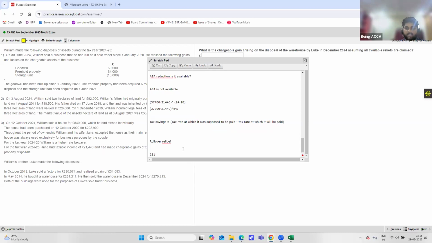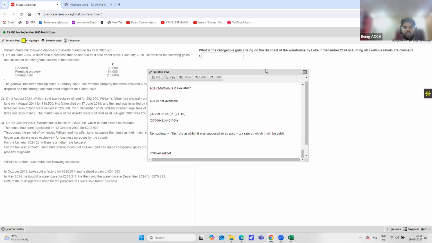The cost will be 231,211 minus 31,083. This will be your cost. And from that, 270,213 minus this will be your chargeable gain that will be arising. And that is what they are asking.